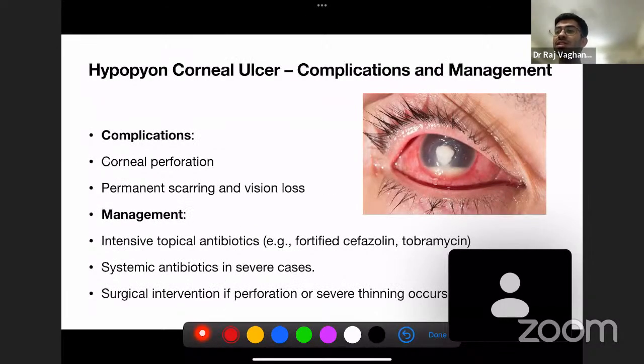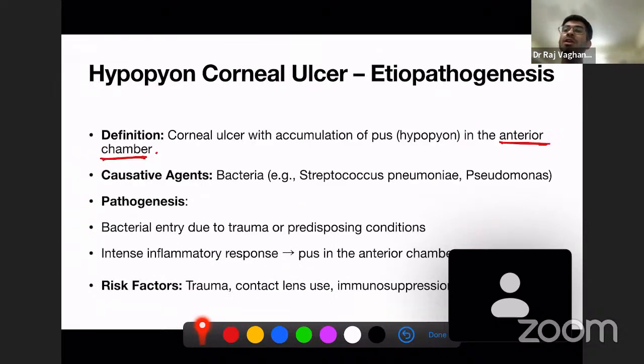Seeing this diagram, I will highlight this: there is pus formation in the anterior chamber. And why is it down below? Because of gravity. The pus is formed throughout the anterior chamber, but it is deposited only at the bottom because of gravity. There is no other reason why it is deposited in the downside; the only reason is gravity.